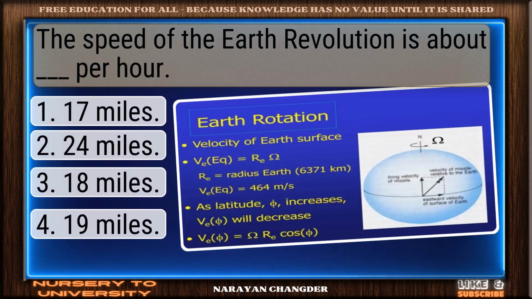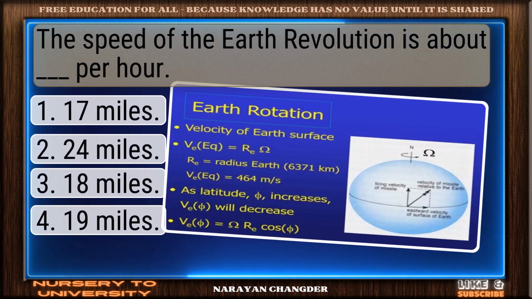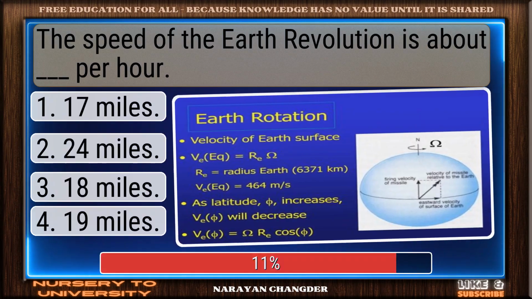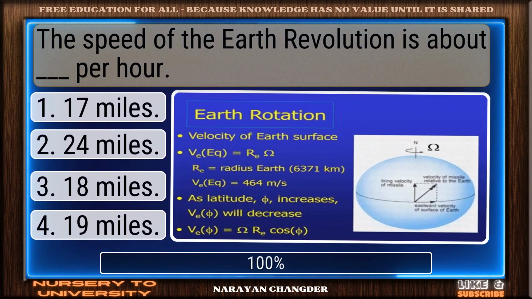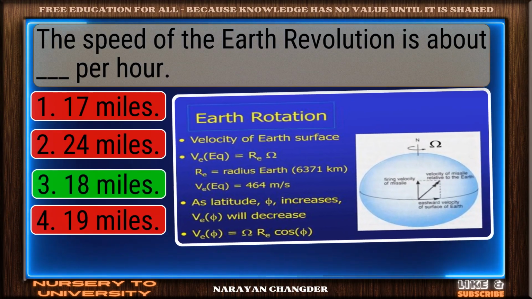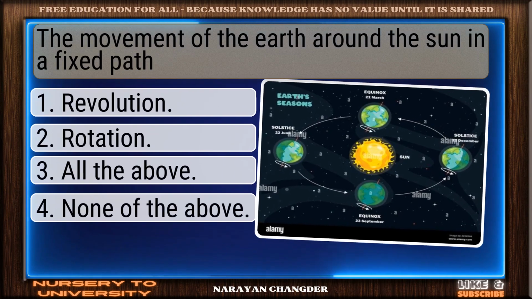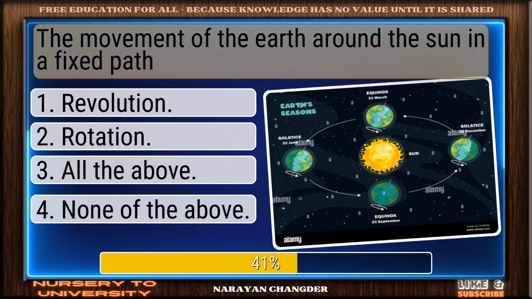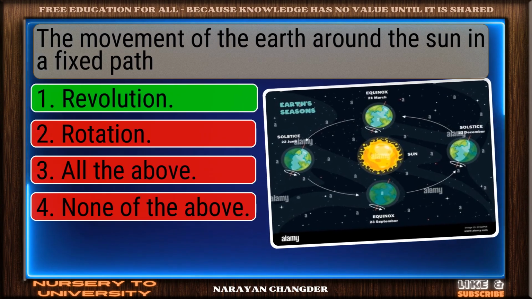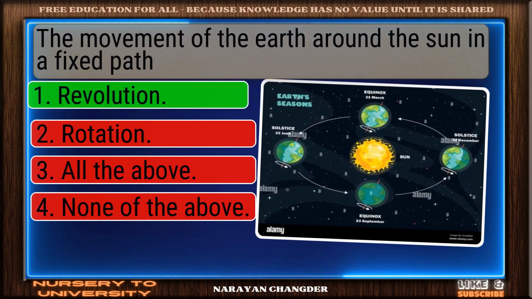The speed of the Earth's revolution is about dash per hour. Solid response. 18 miles is a valid choice. The movement of the Earth around the Sun in a fixed path. Good job. Your answer, revolution, works well here.